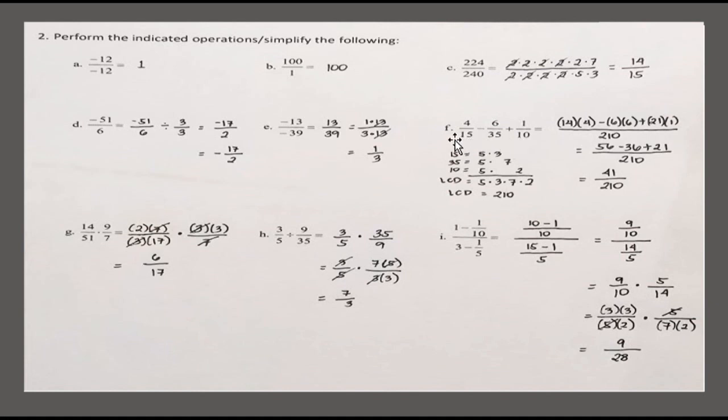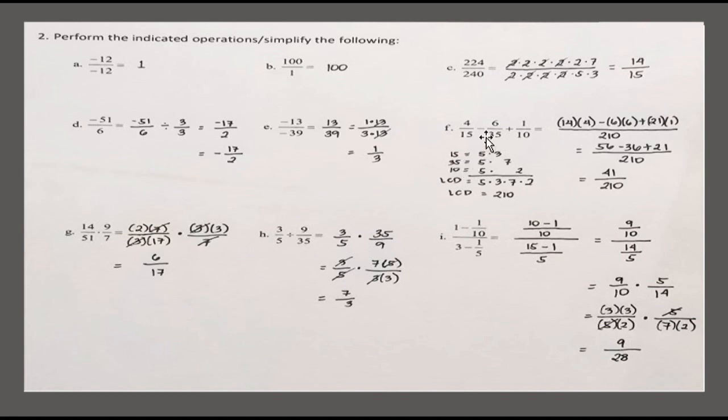So, the method is the same as our finding the LCM. Remember, we taught you last time how to get the LCM. So using prime factorization, we will do the prime factorization of 15, 35 and 10. 15 can be 5 times 3. 35 can be 5 times 7. And 10 can be 5 times 2.